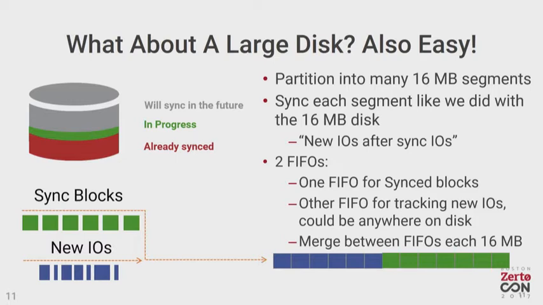And we can keep tracking new I/O, new writes that are going on that virtual machine or set of virtual machines, and copy those off to the side. If you see here on the screen, we can track both sets of I/O in FIFO queues, first in, first out queues. We can keep one queue for sync blocks, and our data off to the side for the new I/O. And it really becomes pretty simple. We just merge the FIFO queues together along the way.